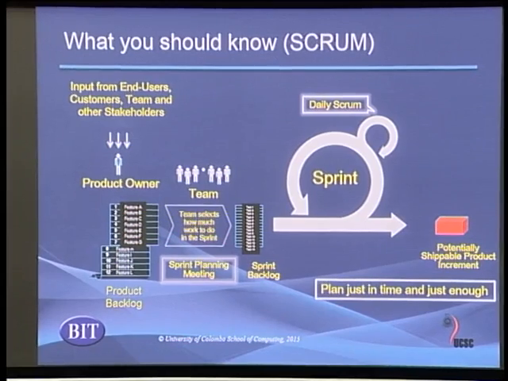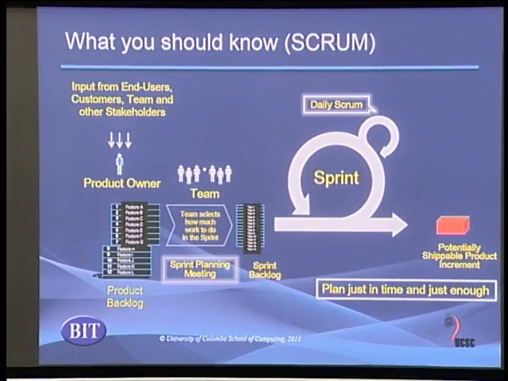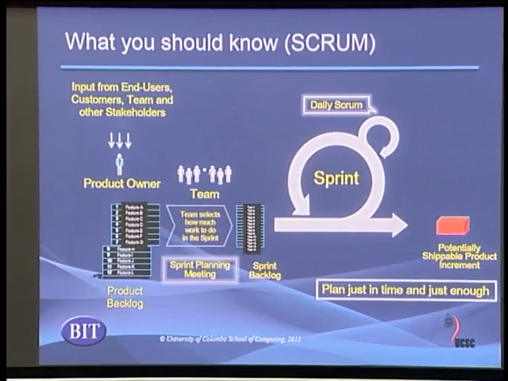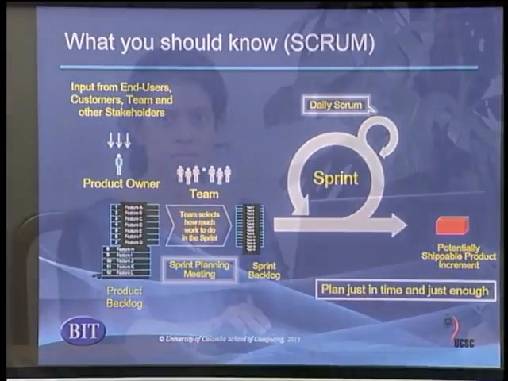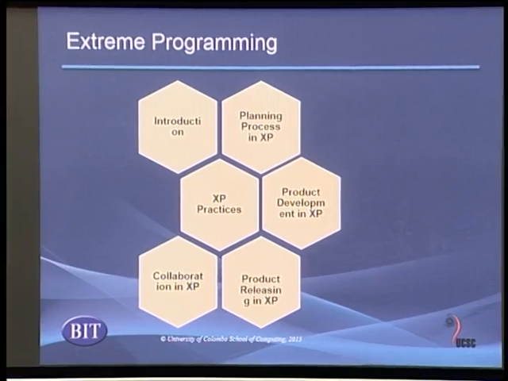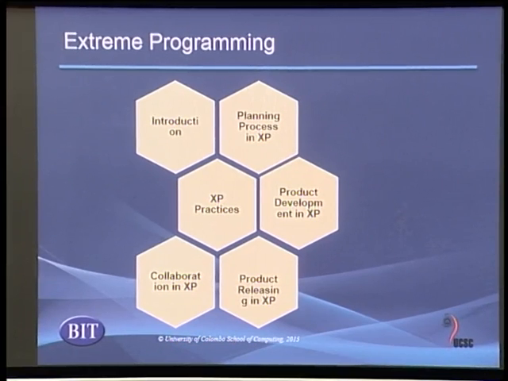In the next session, we would be talking about the next module of our rapid software development section, that is extreme programming. When it comes to extreme programming, the syllabus consists of 6 main topics. They are Introduction, XP Practices, Collaboration in XP, Planning Process, Product Development and Product Releasing.